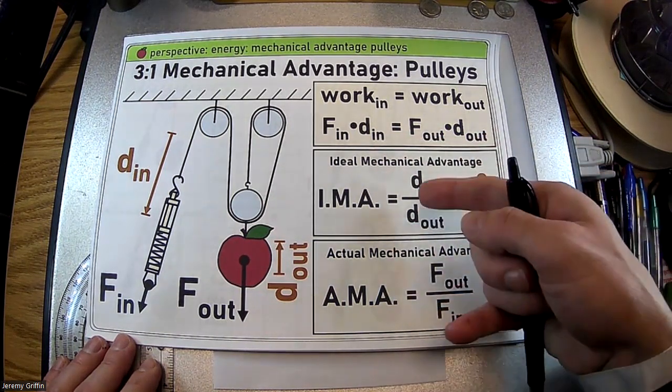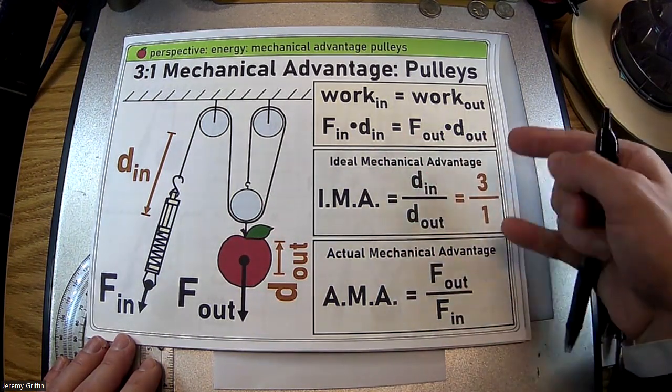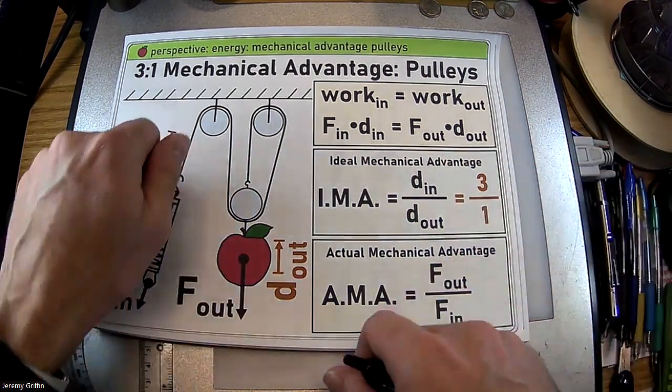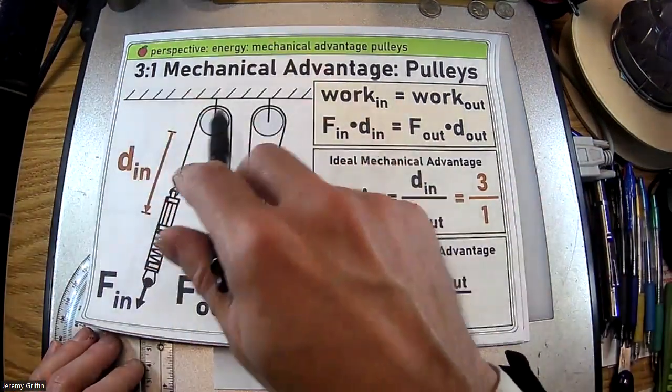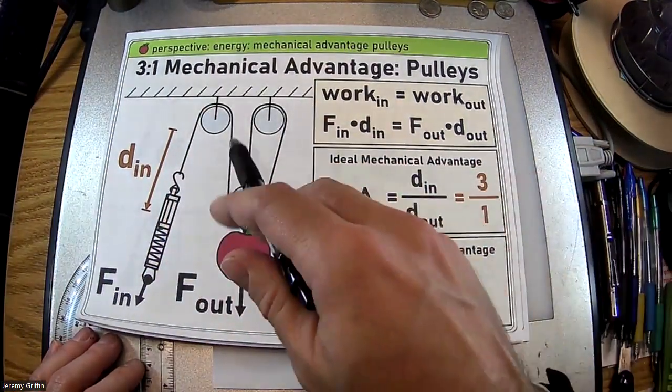Mechanical advantage: you've got ideal mechanical advantage and actual mechanical advantage. The ideal is just based on the geometry. You say, how far did it pull versus how hard did it lift? So that's a geometry question. It's just like 3 to 1. I guess the 1, 2, 3 strings, so it's supporting the weight 3 ways.